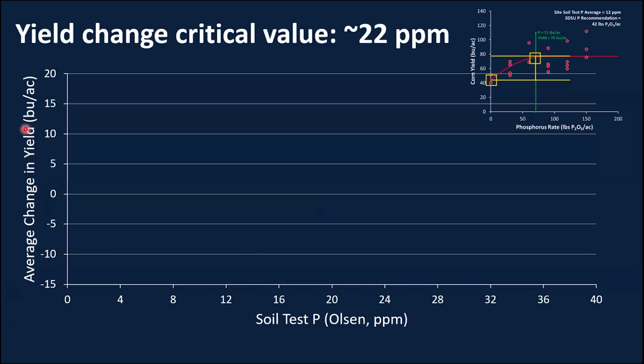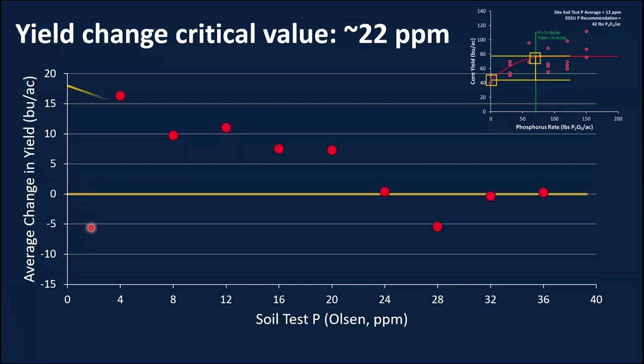Another way to look at this same data is whether we see a response or not, the change in yield. I like this because sometimes it's a little more concrete to me than looking at a percentage of our yield. So here we're looking at an average change in yield across the different soil test categories. Remember that graph: our optimal yield minus our 0N yield, our 0P yield. This is our 0 line right here. Above it, we're increasing yield. Below it, we're decreasing yield.